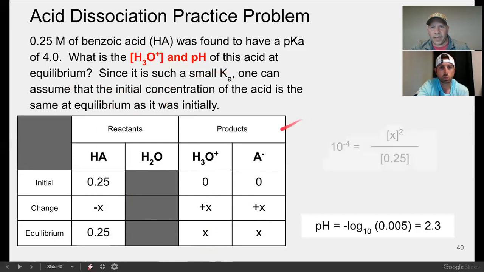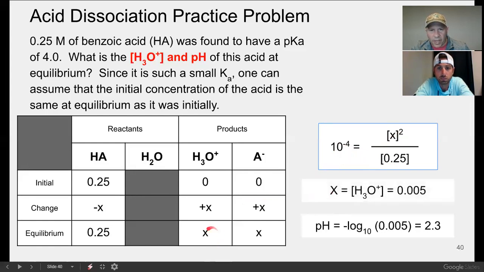So we got to remember Ka equals products over reactants. But look at our Ka. They gave us the pKa of 4. But how do we find the Ka if we're given the pKa? We take 10 to the negative fourth. 10 to the negative pKa, right? Yep. So now we're going to multiply both sides by 0.25 and then take the square root, and you'll get your X. But remember, X is equal to the concentration of H3O plus at equilibrium, which is 0.005 right there.